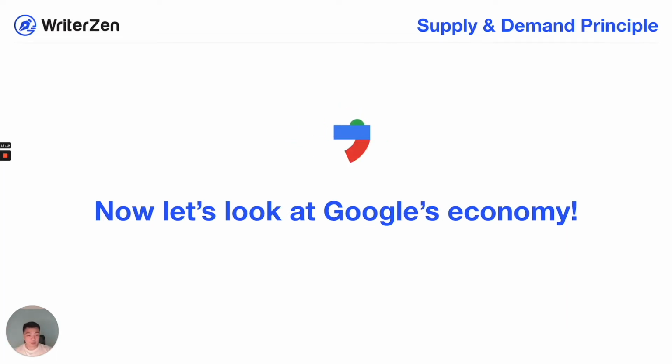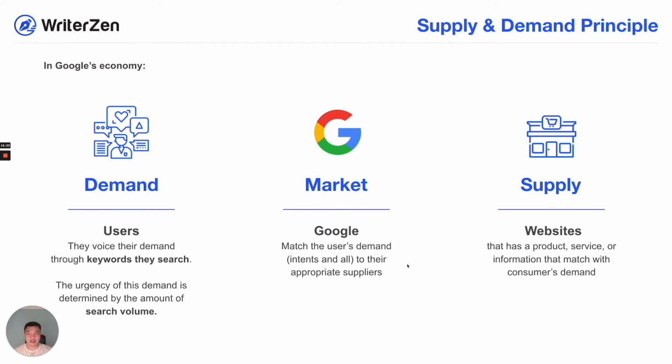So now let's look at Google's economy. Things are essentially the same. In here, demand is represented by users. The market is Google, and supply are all the websites that have product, service, or information that they want to show users that they can match. And if they are able to match and Google chooses that your website is the right supplier, Google will put you on top of the search engine.